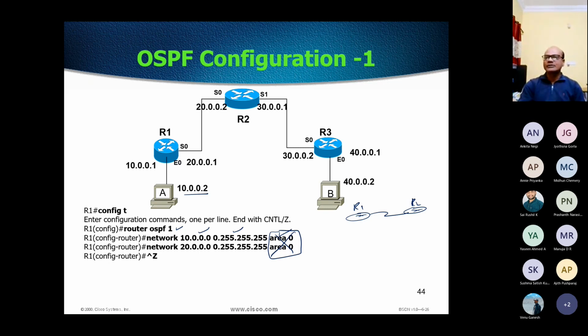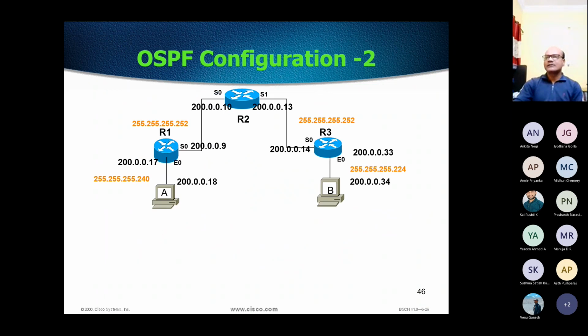If you are using 3 routers, this is my area 0, then you must configure your area 0. And this you can put for your area 1, and this is my area 2. Like this you have to configure. And same thing, network, advertise your network with the wildcard mask with the area 0. That's it.